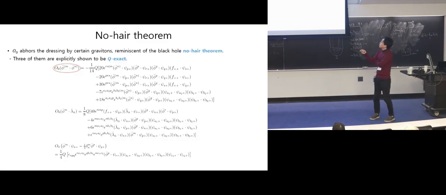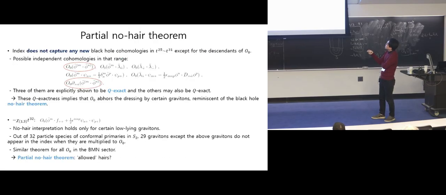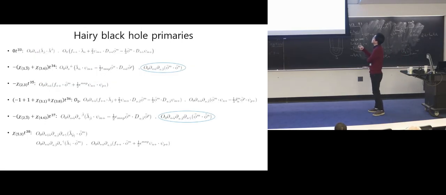And now I want to consider the operators outside the BMN sector. So I want to study the conformal descendants of the scalar gravitons. If you consider the first conformal descendant of scalar gravitons and multiply it to our threshold black hole operators, it becomes again Q-exact, meaning that it is lifted. It is a non-BPS operator.